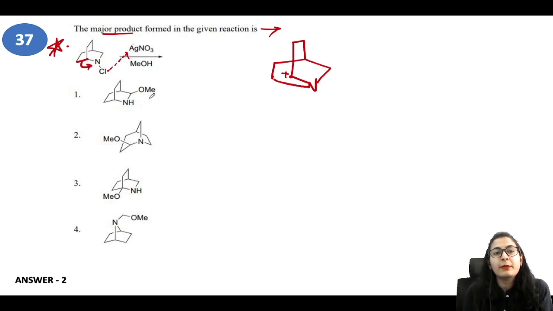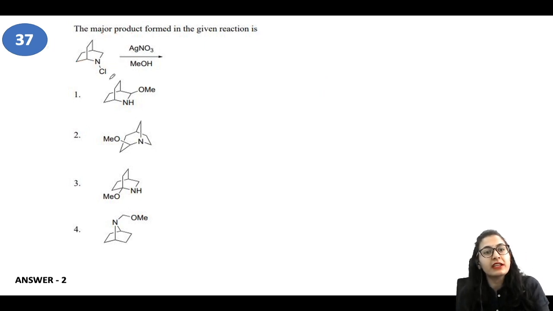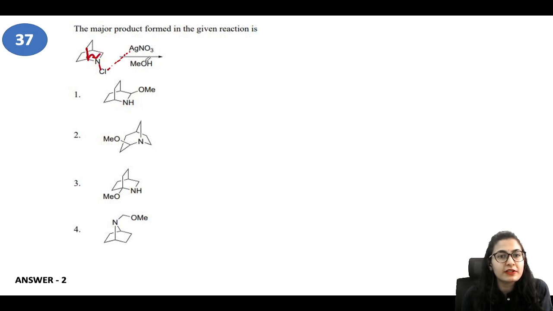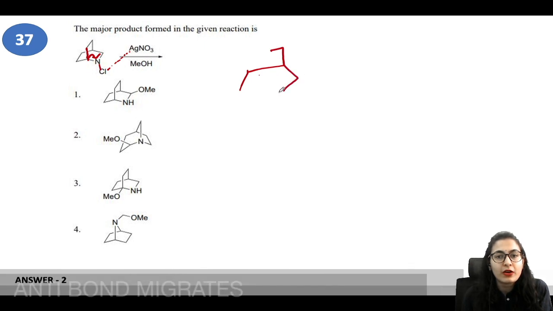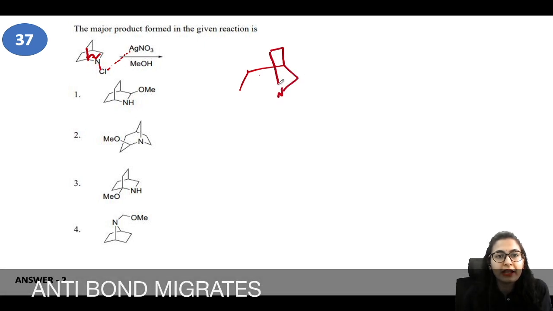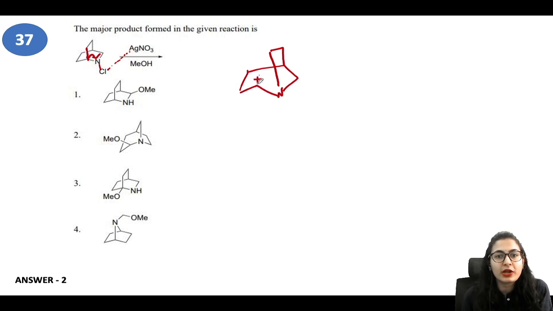Either we can do this, but there is a problem. What is the problem? The Cl in the question is pointing downwards. So we don't do this possibility. We do one more possibility, that okay, the Cl is being taken away by silver. The bond which is trans, let's transfer this and let's see what happens. Alright, let's transfer this bond directly over nitrogen. We are going to be left with the carbocation over here. Okay. Now what? Do we have an option such that here the methoxy will attack? Yes, we do. And the option is option number 2.